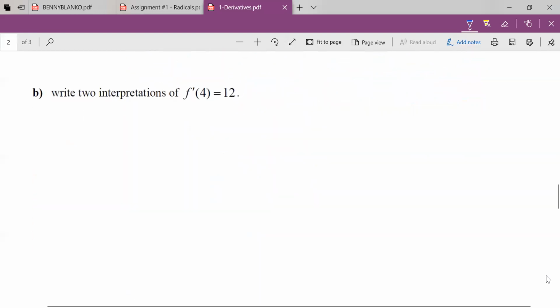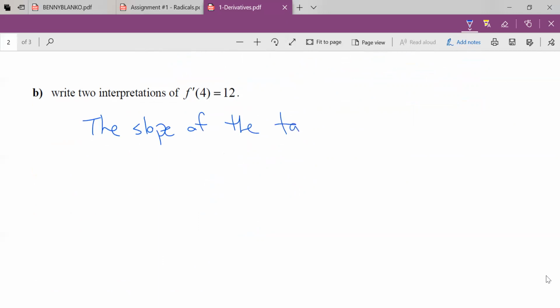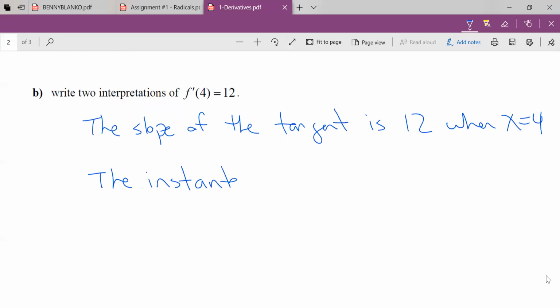Now, what does it mean? What this means is there's two different ways. There's more than two ways, but the two that we normally analyze in Math 31 is we would say this is the slope of the tangent. The slope of the tangent is 12 when x equals 4. Or the other easy thing to say is the instantaneous rate of change, or I'm just going to say rate, when x is 4 is 12.